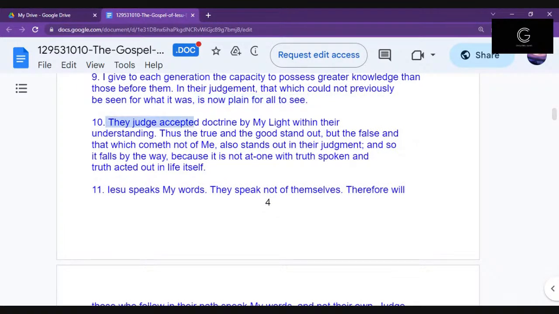They judge accepted doctrine by my light within their understanding. Thus, the true and the good stand out.